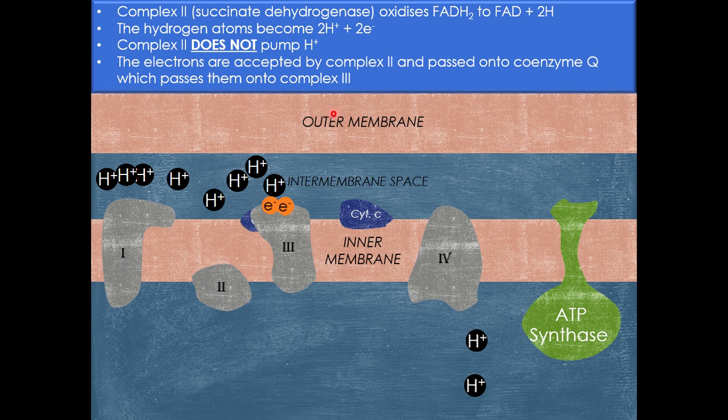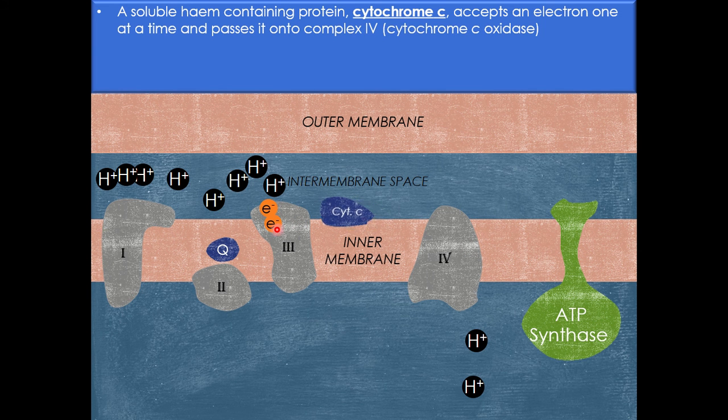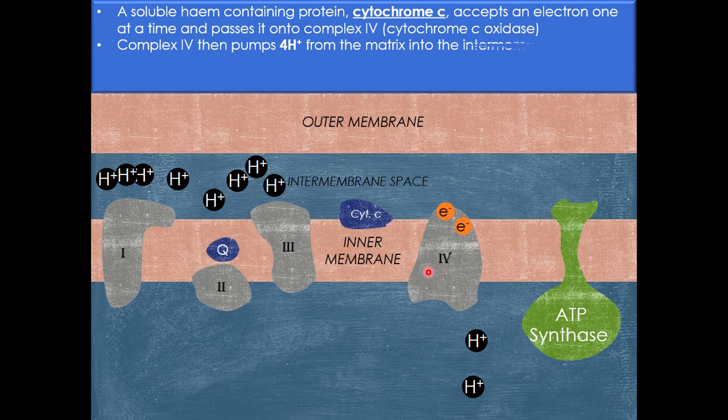There we go. Okie dokie. Now the electrons are at complex 3, then cytochrome C, which is another electron carrier, is going to pass the electrons from complex 3 to complex 4. And if you want to know, cytochrome C can only carry electrons one at a time, whereas coenzyme Q can carry them two at a time. So yeah, and complex 4 does the same thing. It's going to pump hydrogen ions into the intermembrane space. And now if you notice, we'll get to this in a bit, there's a high concentration of hydrogen ions in the intermembrane space.